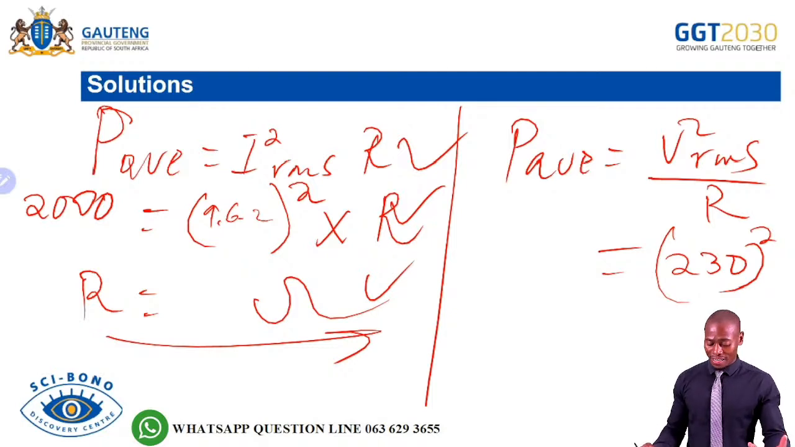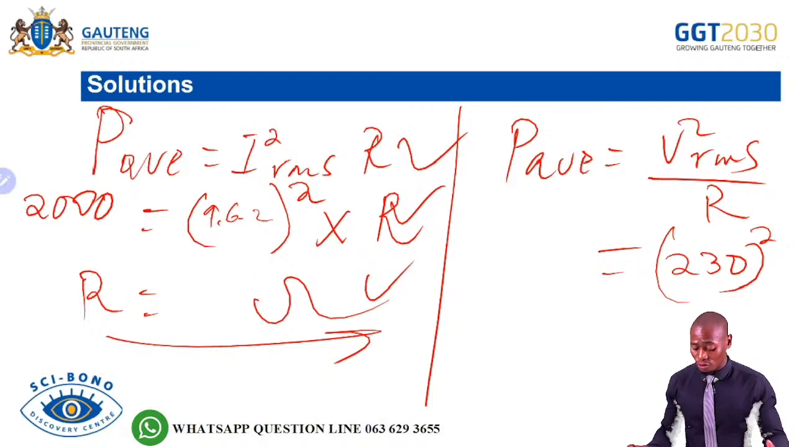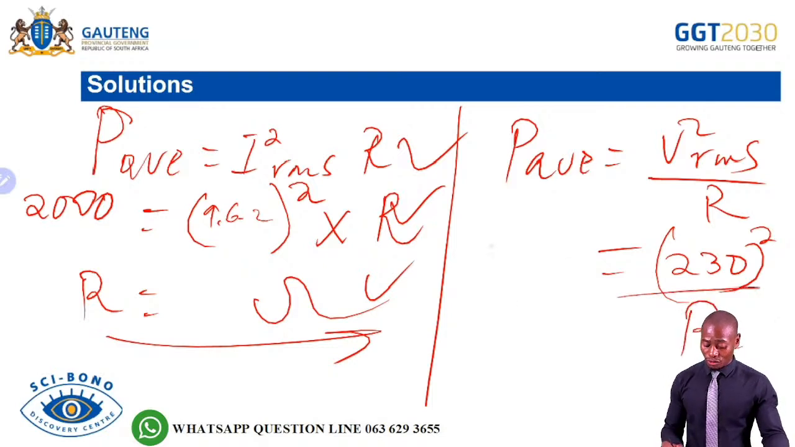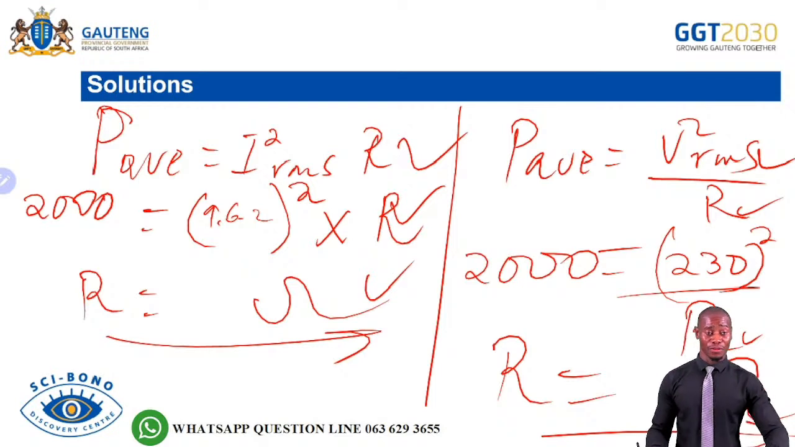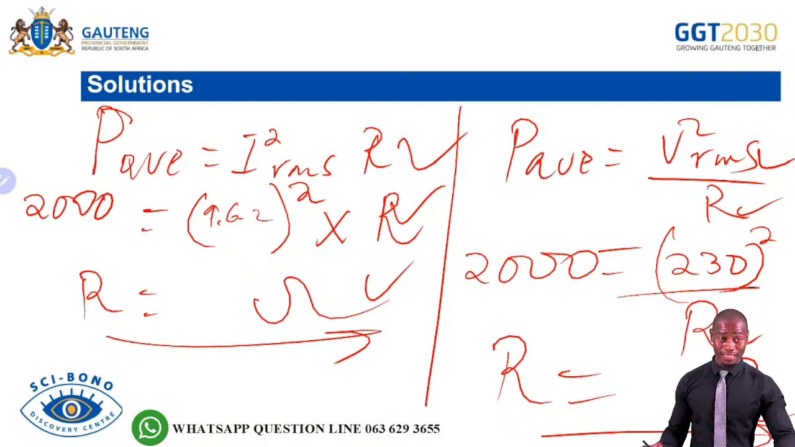So please, learners, relax and make sure that you do everything the way it's supposed to be. When you see that square, for example here, it's V squared, it's not just V. If you write 230 divided by R, it's wrong. It's supposed to be 230 squared, divided by R, and the average power is 2000. Then you get your R in ohms. A mark for the correct equation, a mark for correct substitution, and a mark for the correct answer with units.